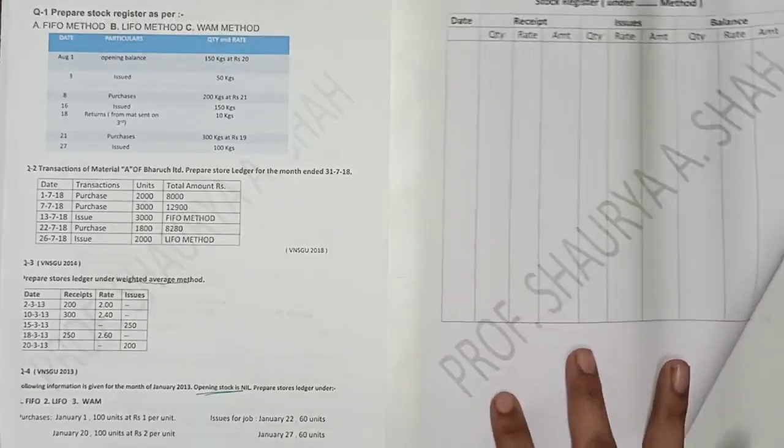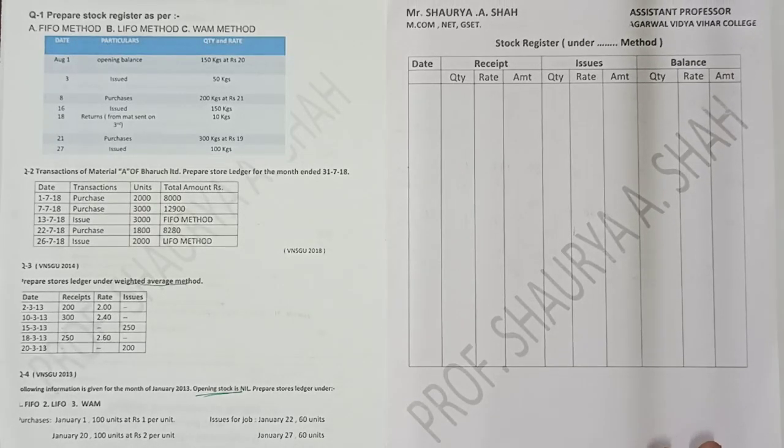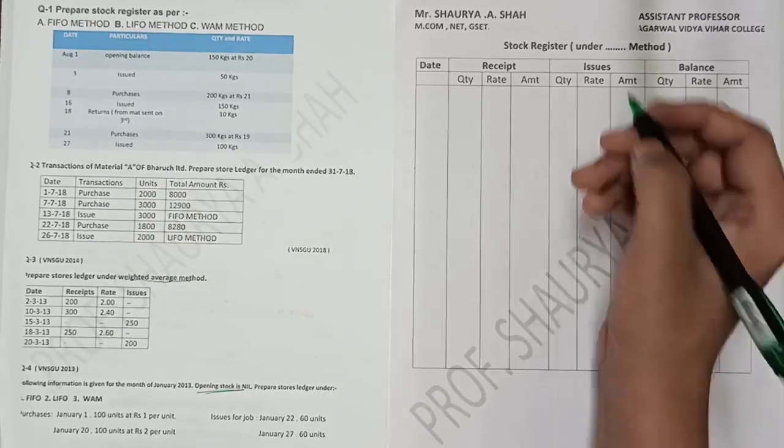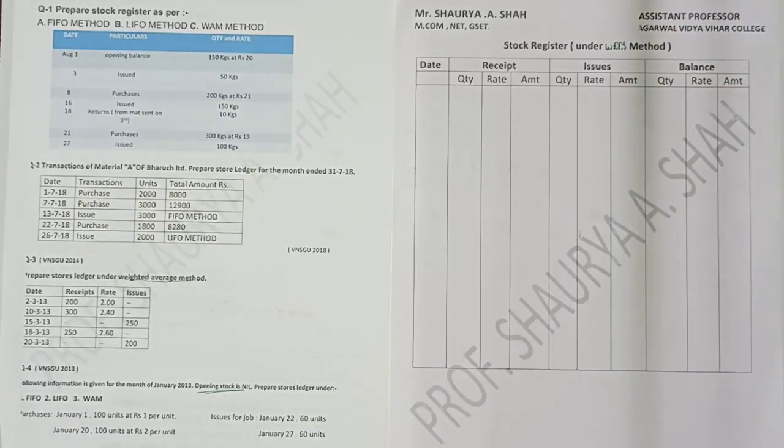Moving on to the last part, that is related to the weighted average method of the same sum. So we'll be continuing, students, with the weighted average method. The sum remains the same. Again, I'll give the heading: stock register under weighted average method, right? So start with it, students.